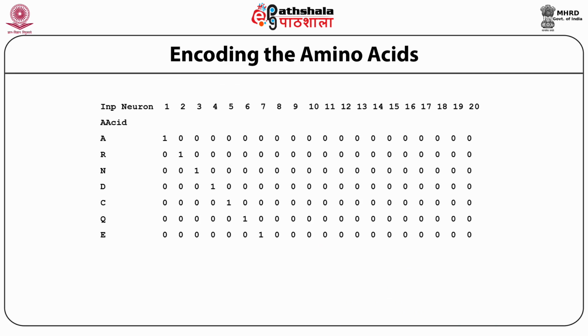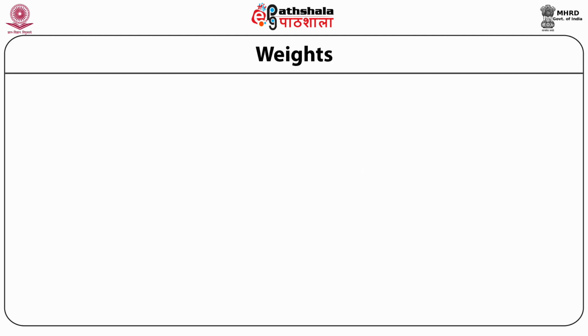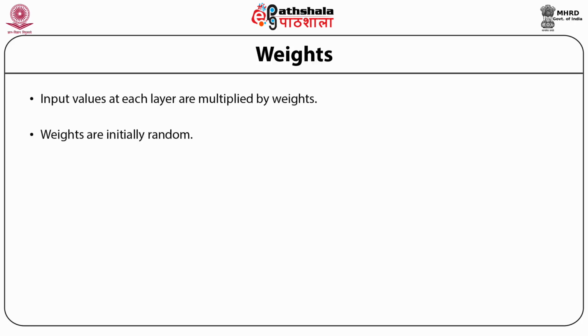So again, as you can see, various encodings of amino acids are given. Each amino acid is defined a particular position in the bit vector, and that one is set to 1 while the others are set to 0. Now the question of these weights. The input value at each of these layers is multiplied by the weights, and that either can raise up the signal or it may reduce the signal, and then it is transmitted to the next level.